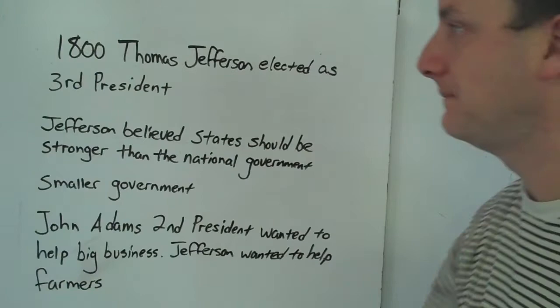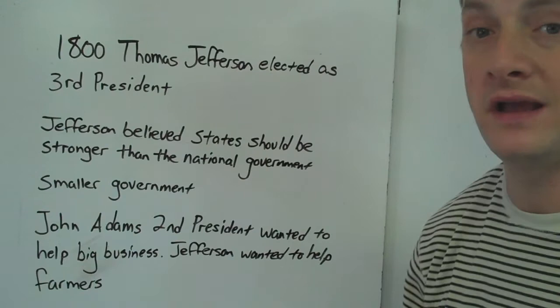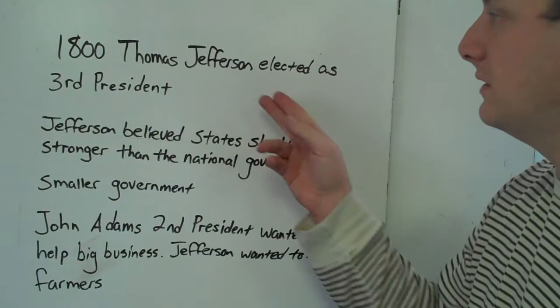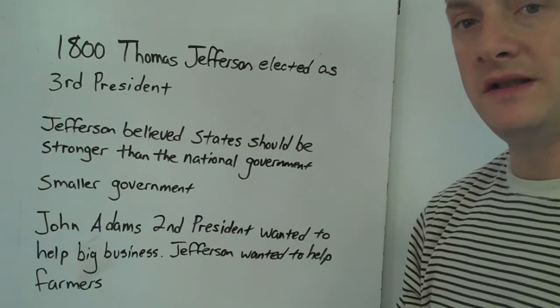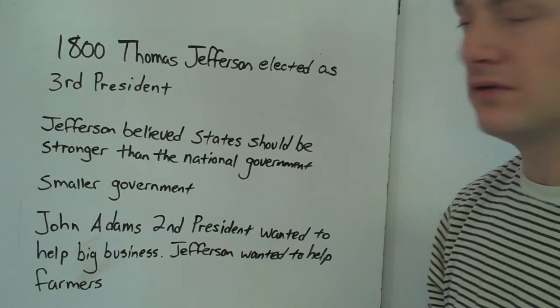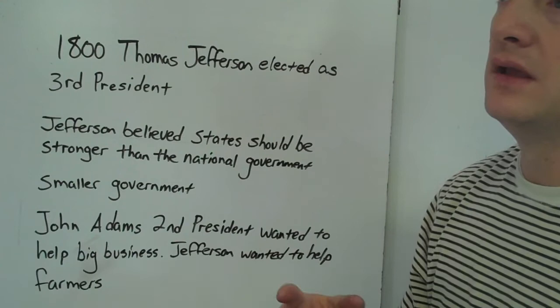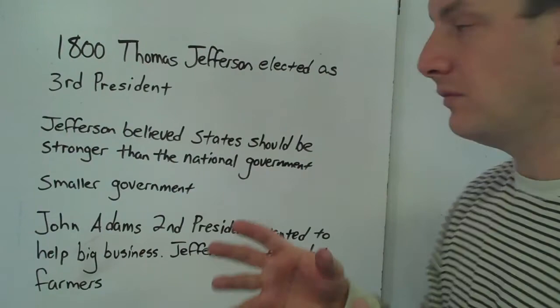In 1800, Thomas Jefferson was elected as the third president. Now, after George Washington, our second president was John Adams. Well, in 1800, Thomas Jefferson was elected as the third president. Jefferson is a little bit different from Adams. Jefferson believes that the states should have stronger rights than the national government. Okay? This means that when decisions are made about will it help the federal government or will it help the state government, Jefferson was for this idea of let's help out the states first.